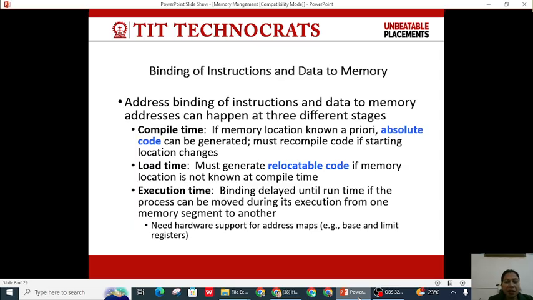Relocatable code can be generated when the memory location is not known at compile time, and then it is called load time binding. Execution time binding is when binding is delayed until runtime, when the process runs or executes. It is used if the process can be moved during its execution from one memory segment to another. When it is required to shift a process from one memory location to another, this type of binding is called execution time binding.